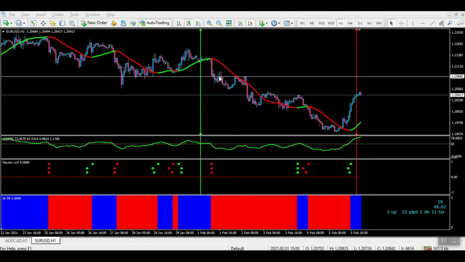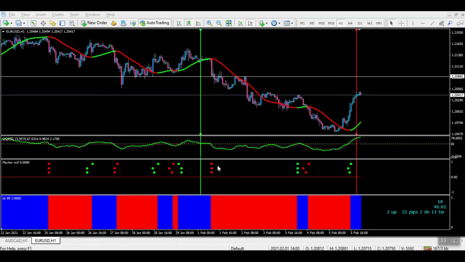Let's look. This one doesn't count because it's already lime. There's 1 down. There's 2 downs. 2 ups. There's 1 up, and there is 2 ups. It's before the line, so it counts. And it adds the pips up. So I'm sure you can see that.